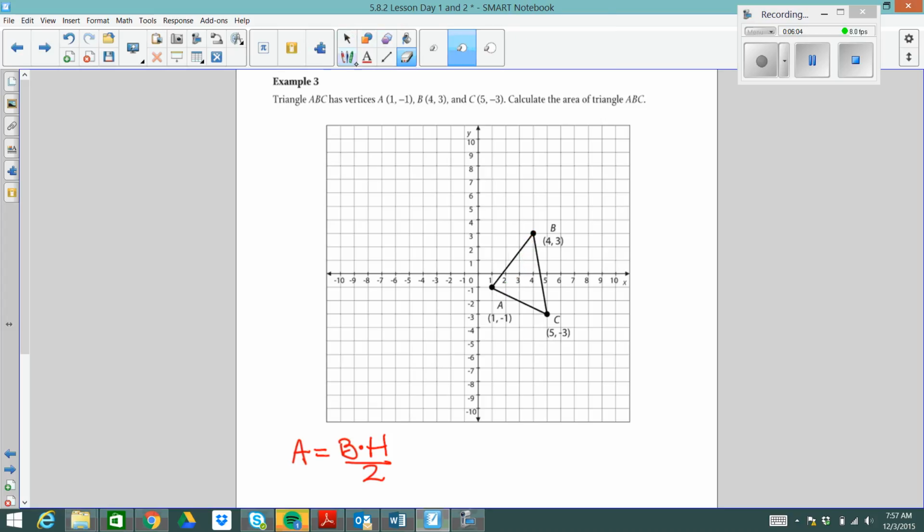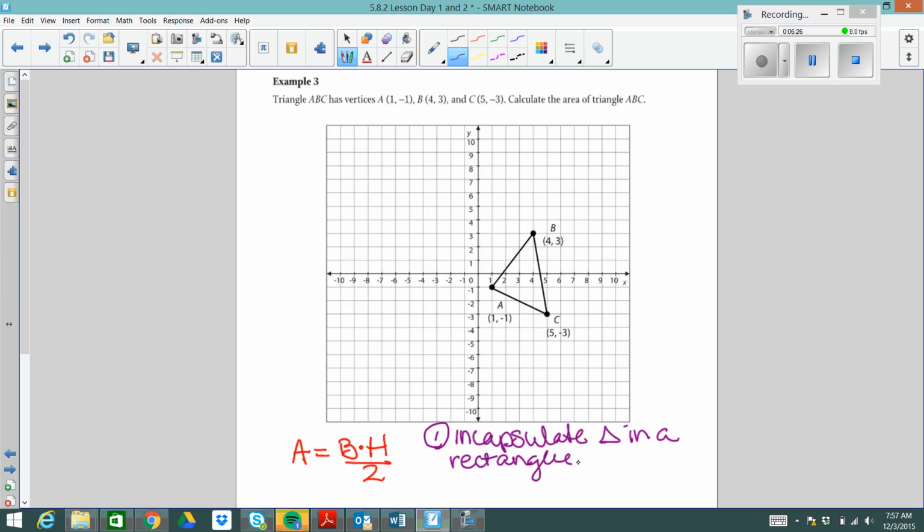So if we're using the encapsulating method, the first thing I'm going to do is encapsulate the triangle in a rectangle. Essentially, what I did for the Pythagorean theorem in our last example, I'm going to do here on all 3 sides to form a rectangle. So we have a rectangle that completely encapsulates our triangle.